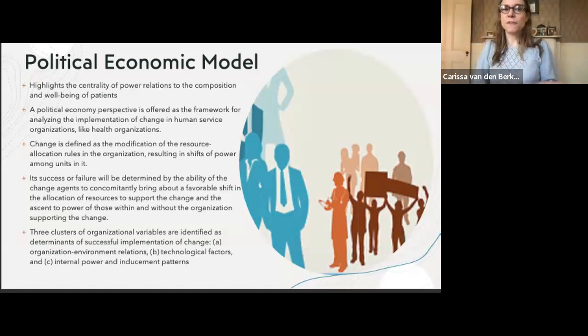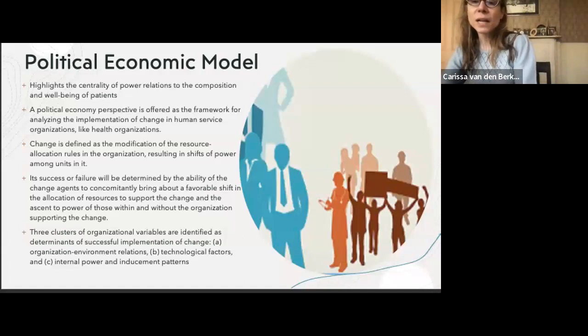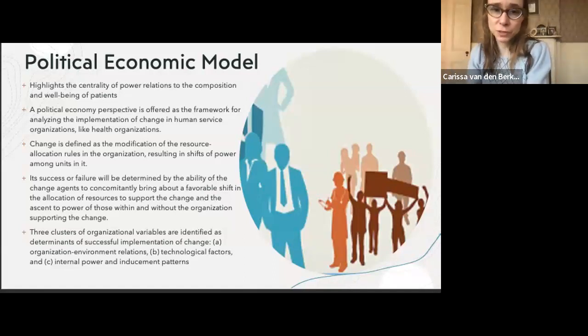Its success or failure is determined by the ability of the change agent to bring about a favorable shift in the allocation of resources. So a lot of these models are studying if we can distribute or reallocate resources more equally. It's an interesting model to use.